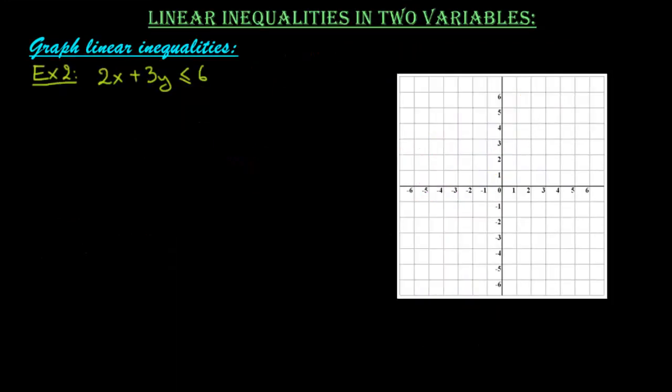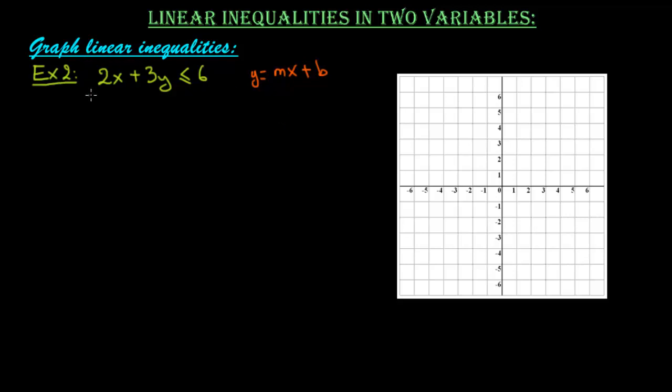Now let's go over example 2. We have 2x plus 3y less than or equal to 6. To graph this one, you can use either an x and y value table, or you can use the slope-intercept form. I prefer to use slope-intercept form, so I need to write my equation in the form y equals mx plus b. So we need to solve for y.